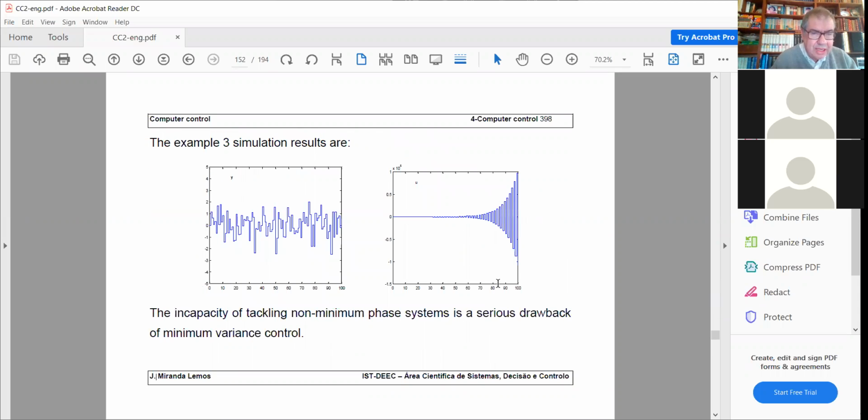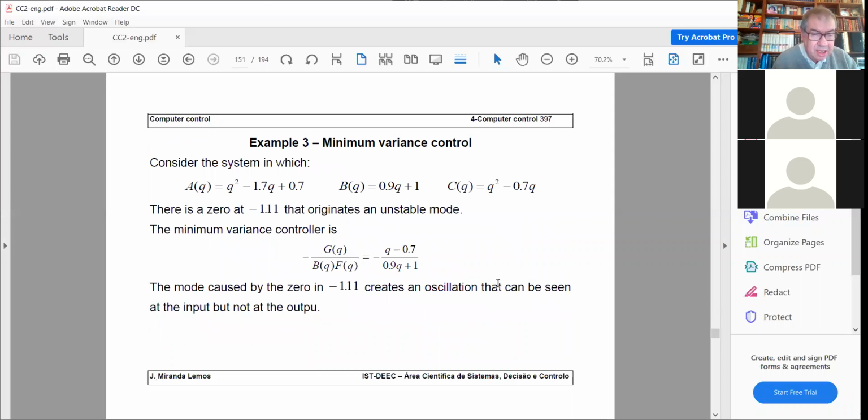Okay, let me give you one example. Suppose that this is your system, a second order system, but it's open loop stable. But the B is 0.9 q plus 1, and it has a zero at minus 1.1111, which is outside the unit circle. So this is non-minimum phase.